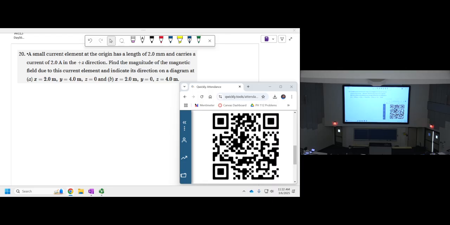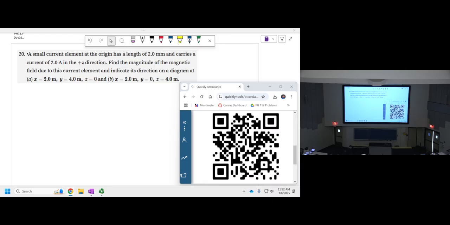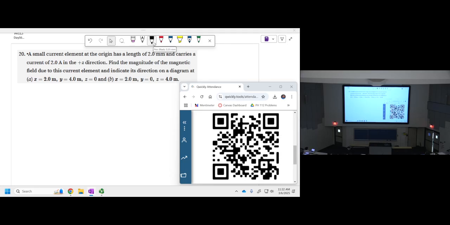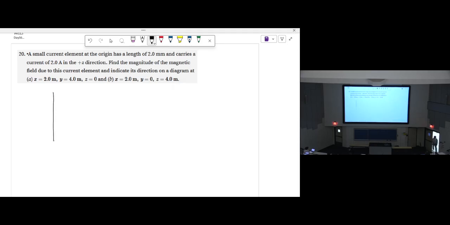So the first thing that we're going to want to do is grab our pen here and draw a coordinate grid. So I've got my x and y axes looking something like this. And I'm going to have my current element here. This is going to be the current, and we're going to assume that this current is going to be coming out of the page. So it looks something like this.